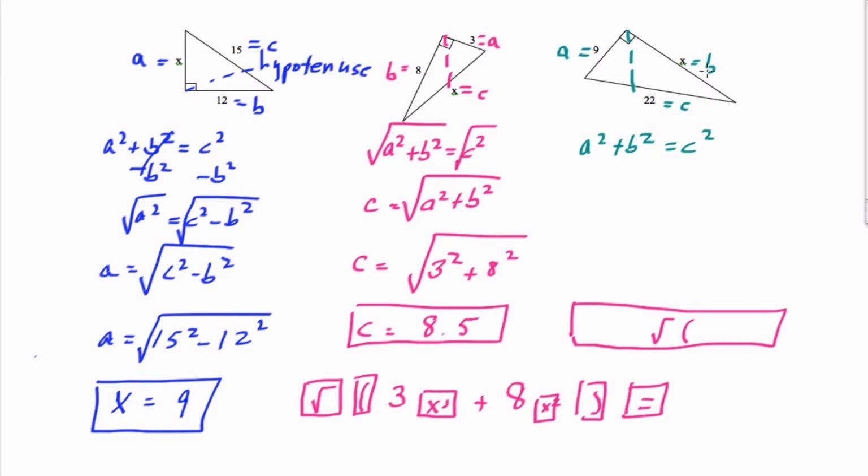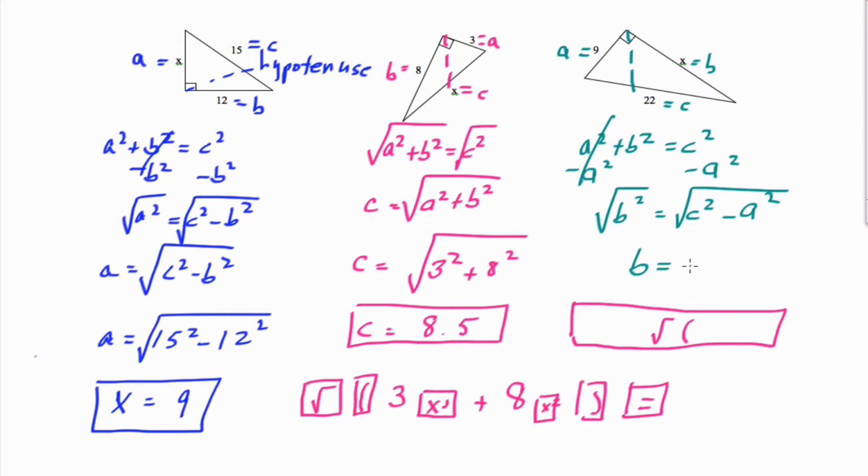I'm calling my unknown b. So let me subtract a squared from both sides. And again, you don't need to show me this step. This is just for the sake of those of you who maybe have forgotten some of your algebra. So I end up with b squared equals c squared minus a squared. I don't want to know b squared. I want to know b. So b equals the square root of c squared minus a squared.